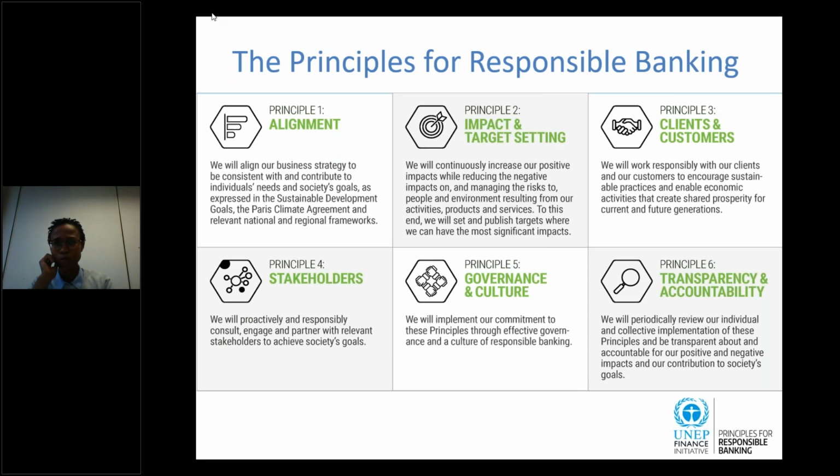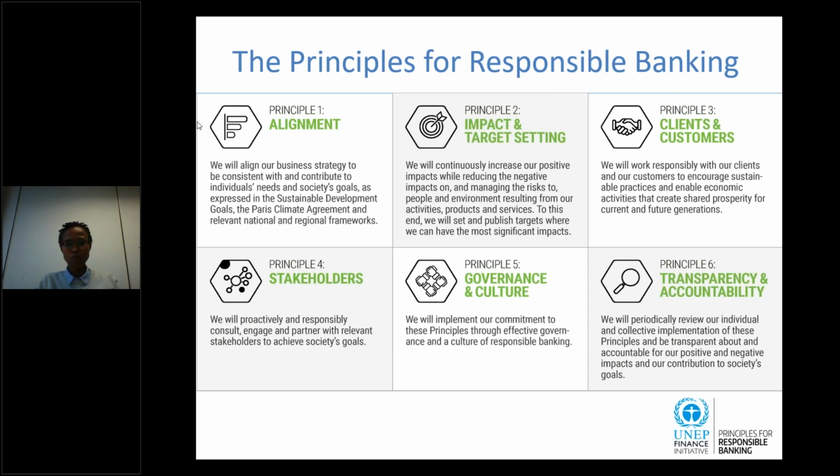The principle number 4 is also an engagement principle towards our stakeholders. It reads that we will proactively and responsibly consult, engage, and partner with relevant stakeholders to achieve society's goals. This means that we will also identify which are the key stakeholders around our bank. There is no bank that works alone. We are all part of a social system where the only way to scale up our positive impact is to work with the stakeholders that are around us. We need to map which are the key stakeholders and engage with them, partner with them, consult with them to increase this impact.